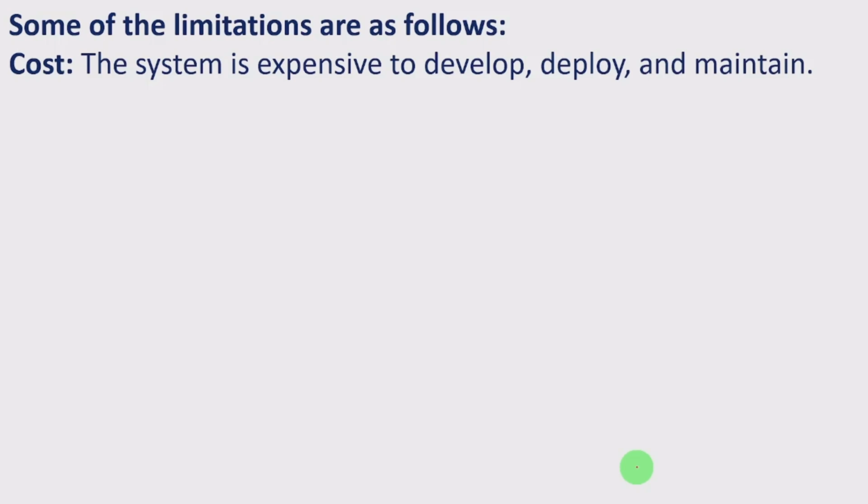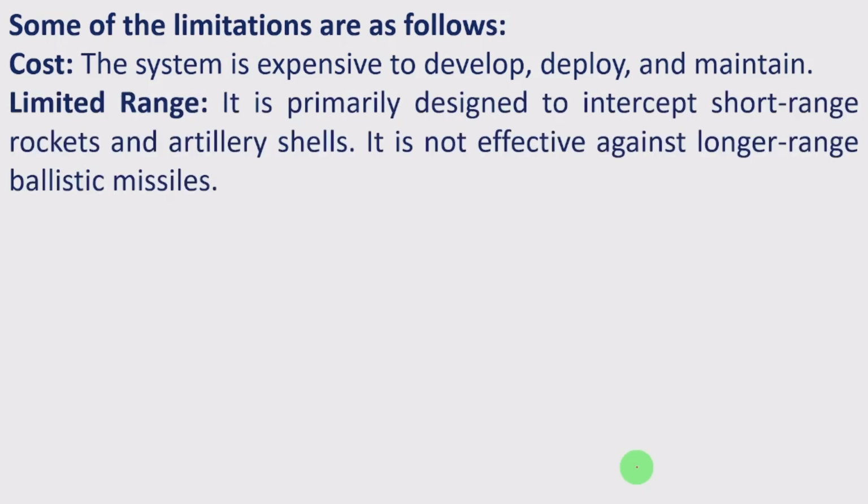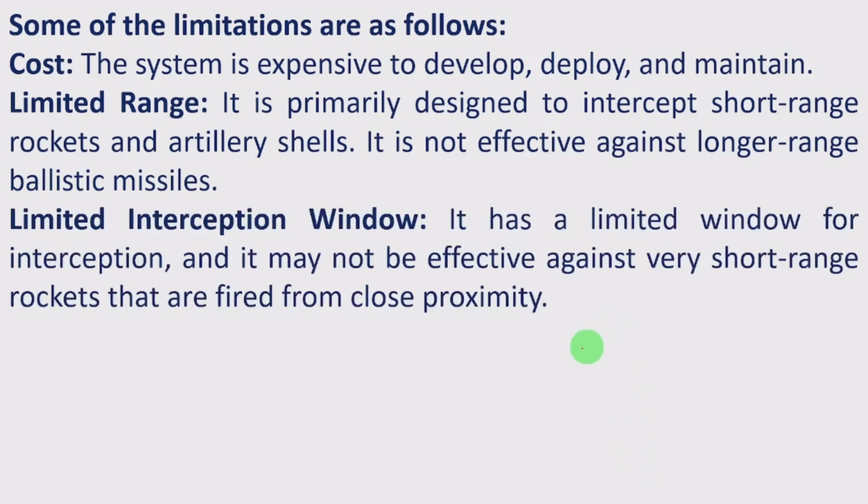Cost. The system is expensive to develop, deploy, and maintain. Already, I have mentioned $31 million is the cost of one battery. Limited range. It is primarily designed to intercept short-range rockets and artillery. It is not effective against longer-range ballistic missiles. Its range varies from 5 to 70 kilometers.